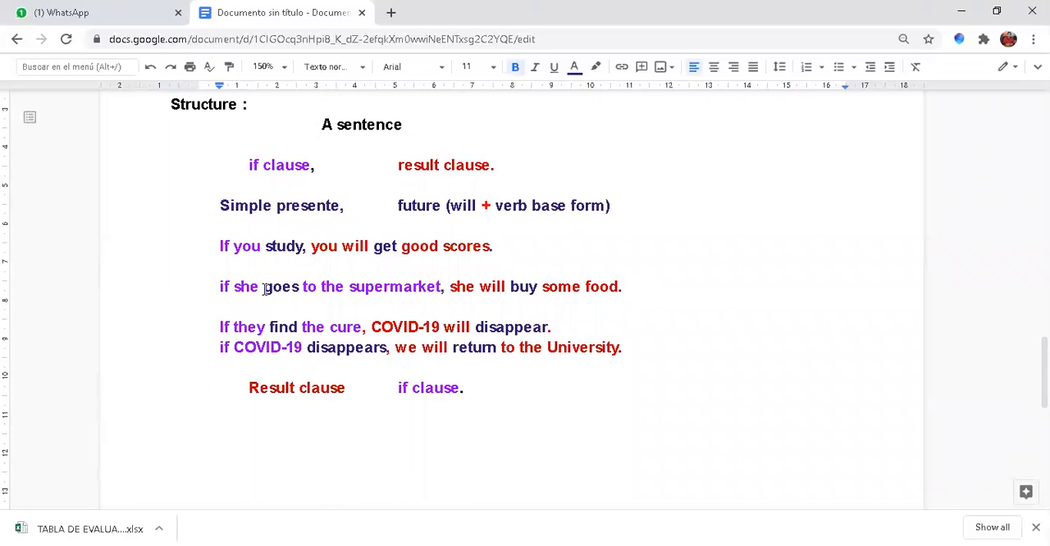Another example, if she goes to the supermarket, this is the if clause. If she goes to the supermarket, she will buy some food. So we're talking about some possibilities in the future, some possibilities that will happen. As you can notice, the same: you have simple present and in the result clause will plus a verb in the base form. Another example, if they find the cure, COVID-19 will disappear.